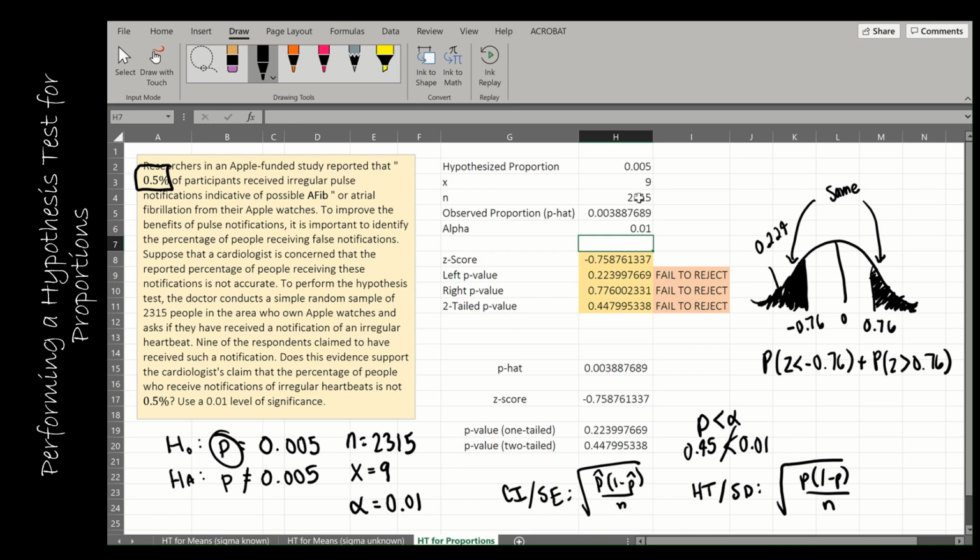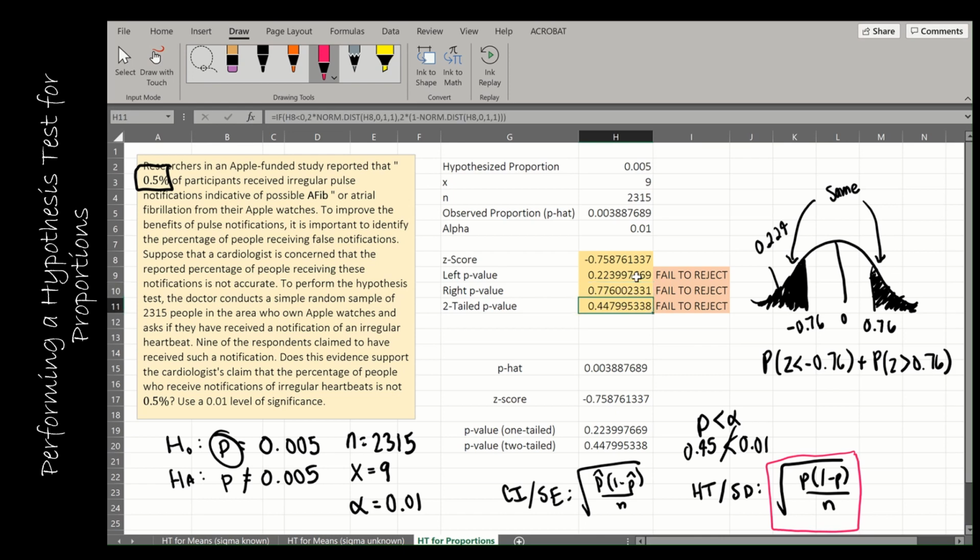Now let's talk about my formulas. The z-score formula is exactly how I found the z-score before. I just pointed it to the correct cell. Again, the tricky thing about that is to make sure that you're using the square root of p times 1 minus p over n as opposed to using p-hat, a common mistake that I see students make. To the left, I'm just doing NORM.S.DIST to the left of my z-score. To the right, I just did 1 minus to the left, because obviously those two add up to 1, but I also could have done 1 minus NORM.S.DIST of my z-score.